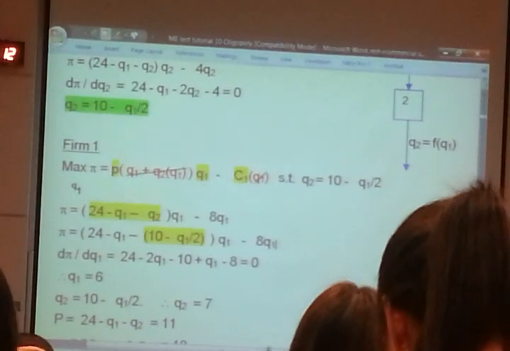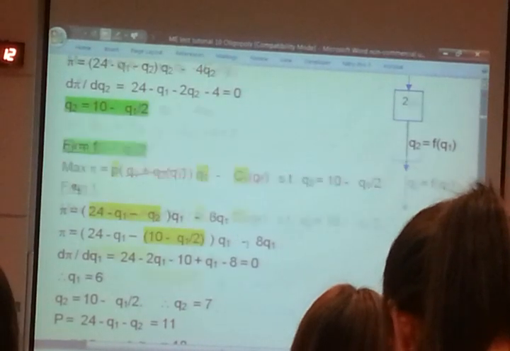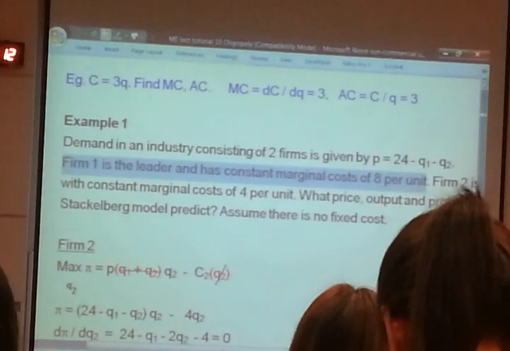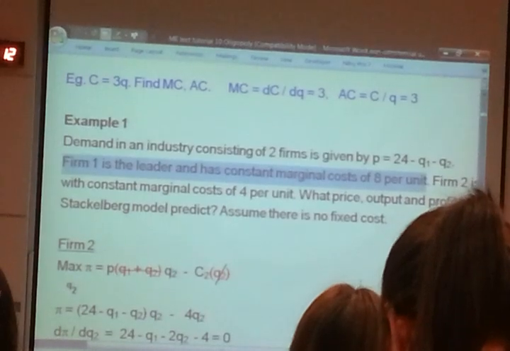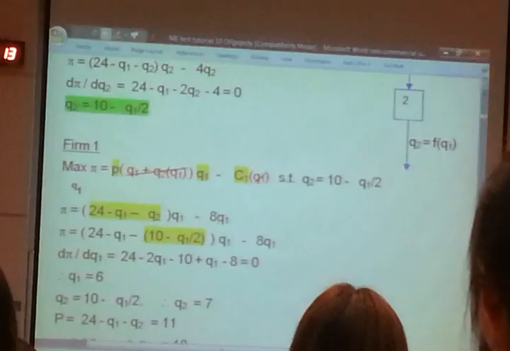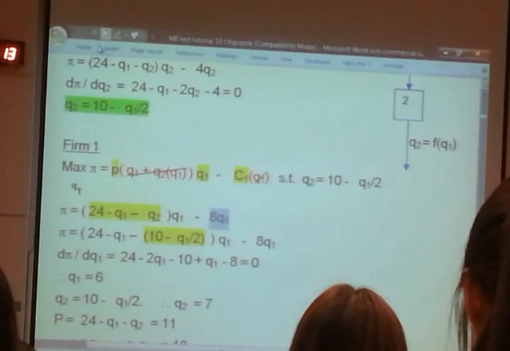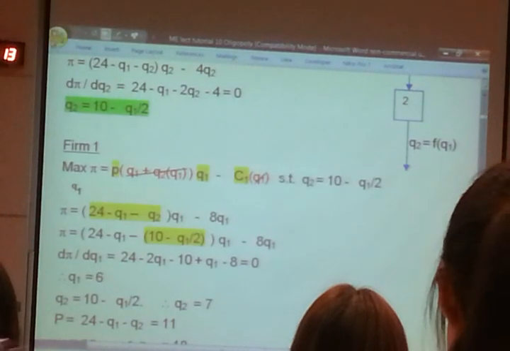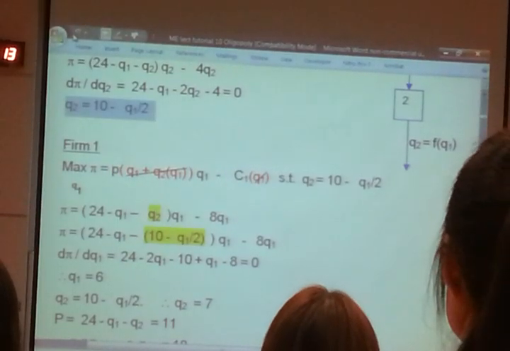Times Q1, so that gives revenue minus average cost times quantity. Now for firm 1, what's the average cost? So for firm 1, the average cost is 8. Okay? So average cost times quantity would be the total cost of firm 1. Now, for firm 1, you have to decide on what quantity to produce to maximize profit.